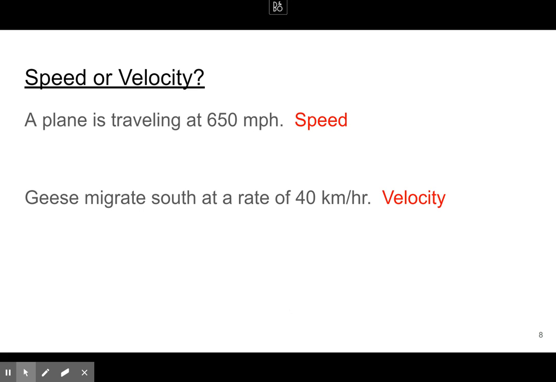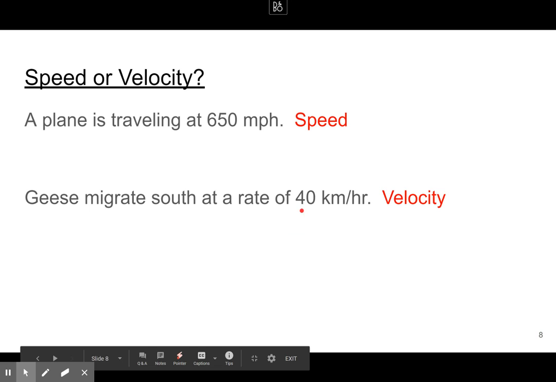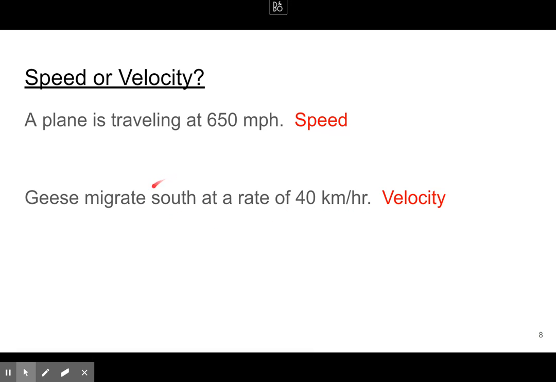So the first statement, a plane is traveling at 650 miles per hour. That is speed. That is just how fast that plane is moving. Our second statement, geese migrate south at a rate of 40 kilometers per hour, is velocity because we have our speed right here and we also have our direction. So that is why our second one is velocity because it has speed plus a direction.